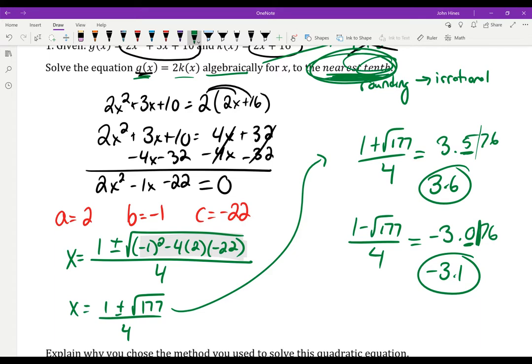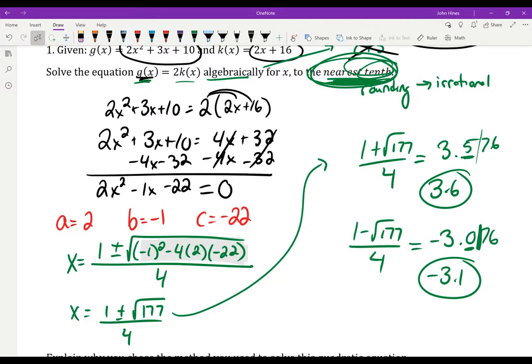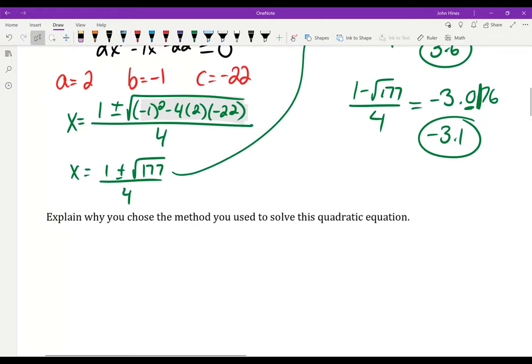So know that you have all these techniques. We now have to focus on which technique works. Hopefully you're good at plugging into the quadratic formula, and when you see tenth, use your calculator. Type the crazy number into your calculator.